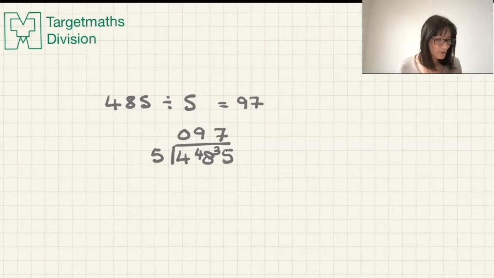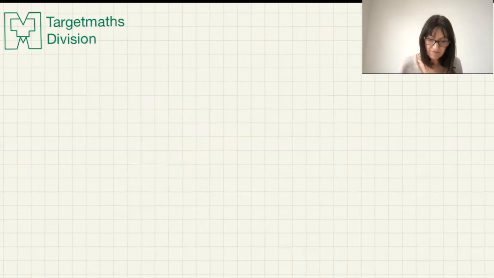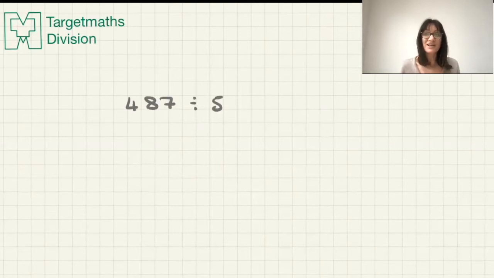Now, if I give you the next question, which is going to be virtually the same, 487 divided by 5. For this question, because our knowledge of the 5 times tables is good, we can see just by looking at it that it isn't going to go perfectly. There's no way that's going to work. So our bus shelter is going to have a little bit more to do. Let's have a look at it.